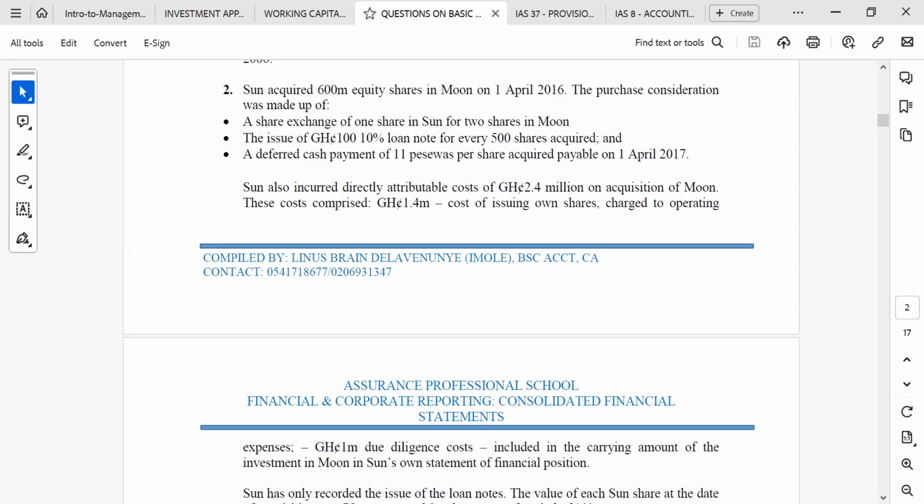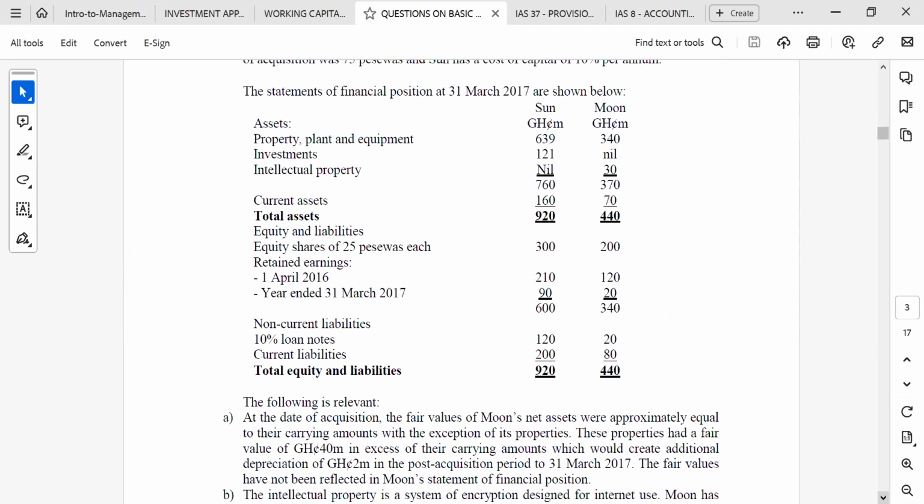But what is the total number of shares of the subsidiary before you acquire? 800. How do we get the 800 there? You get 200 divided by the share price of 25 pesos. The question is, how many shares will you issue at 25 pesos to get a value of 200? So that will be 800.